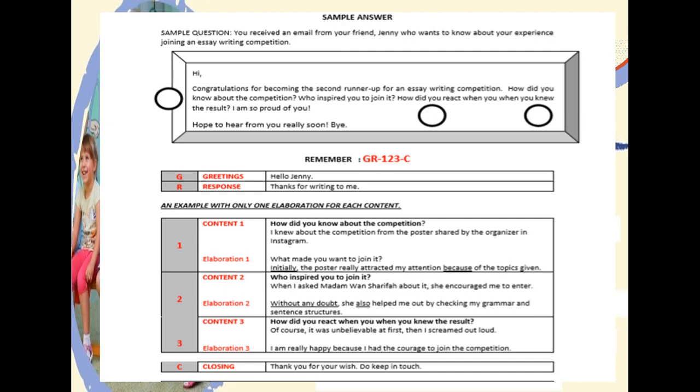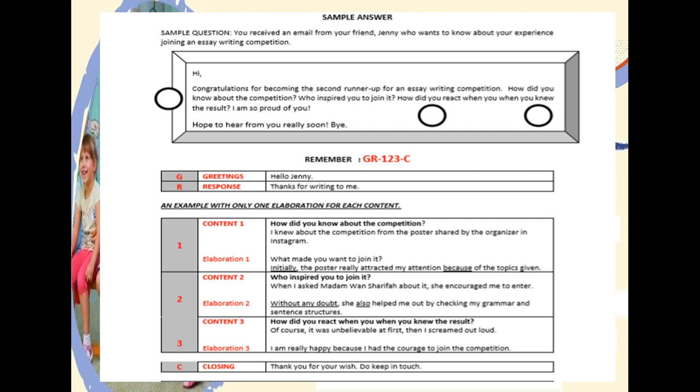Content number two: who inspired you to join it? When I asked Madam Sharifah about it, she encouraged me to enter. So the elaboration: without any doubt, she also helped me out by checking my grammar and sentence structures. And content number three: how did you react when you knew the result? Of course, it was unbelievable at first. Then I screamed out loud. So the elaboration: I am really happy because I had the courage to join the competition.